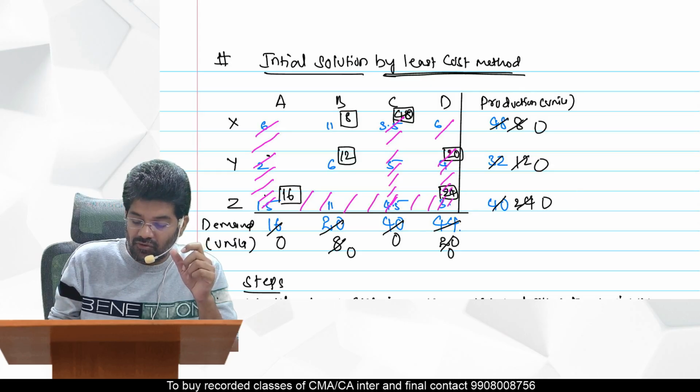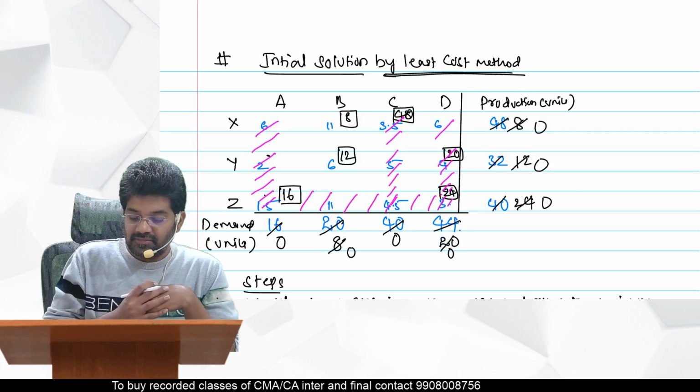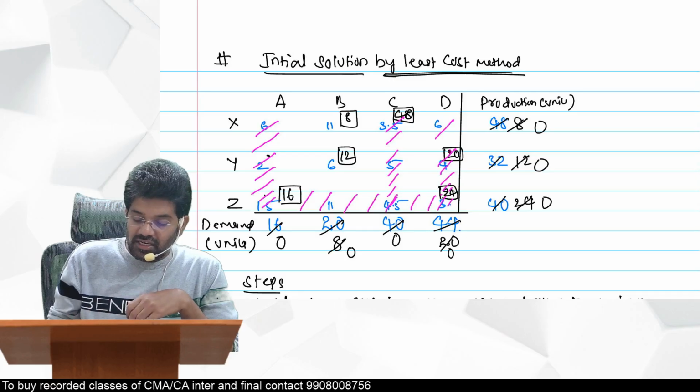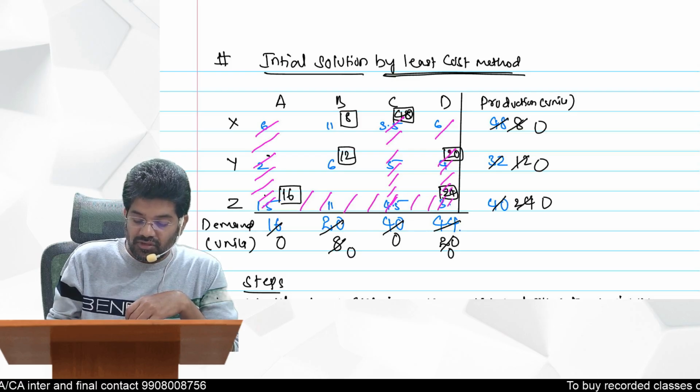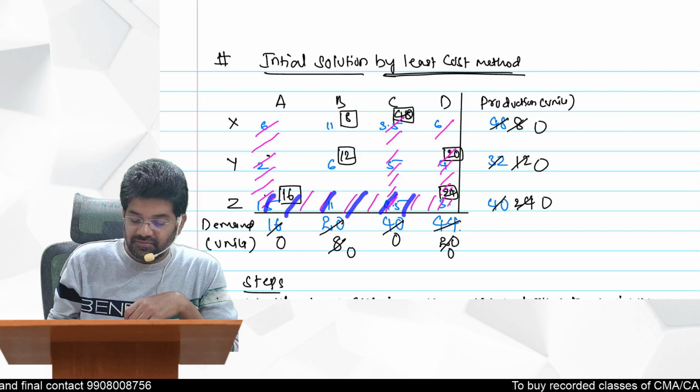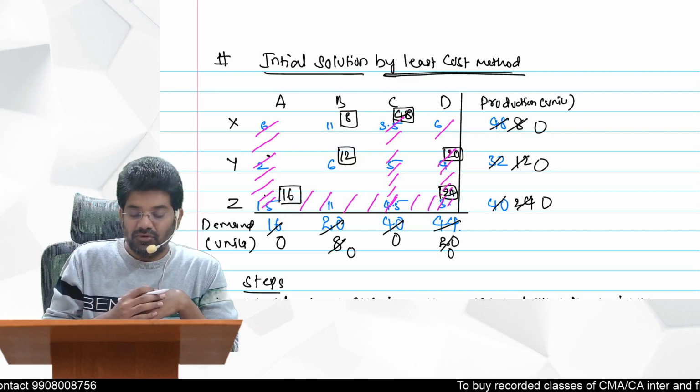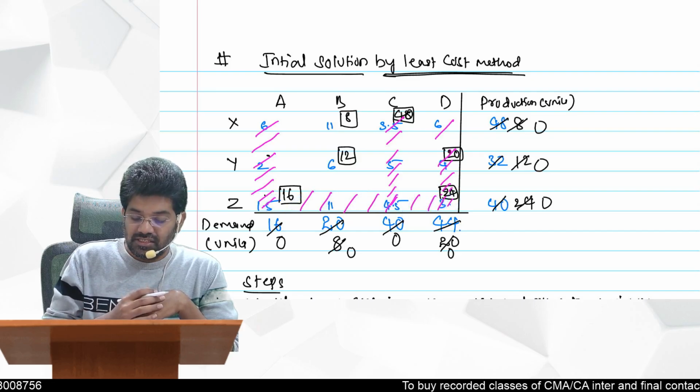Here 44 will become 20. Done. So which one got exhausted here? Factory Z got exhausted. Completed, it has become 0. So we should strike off this now.